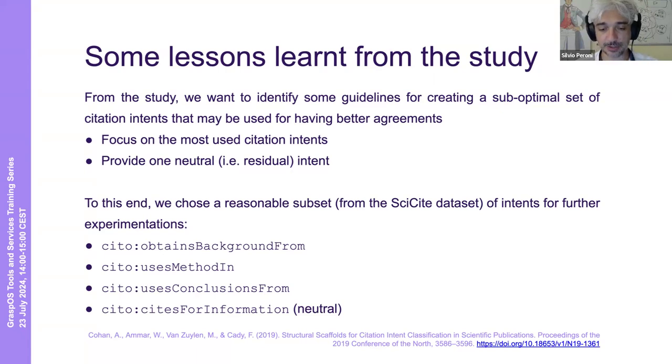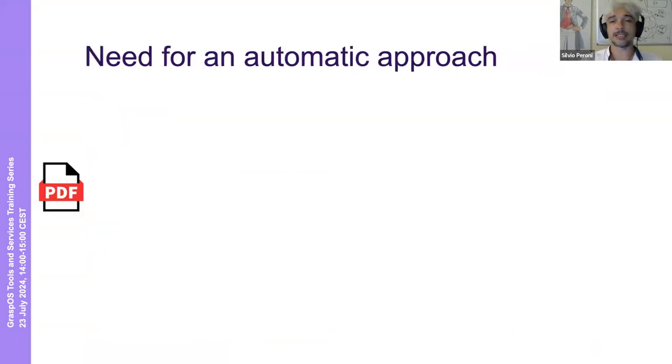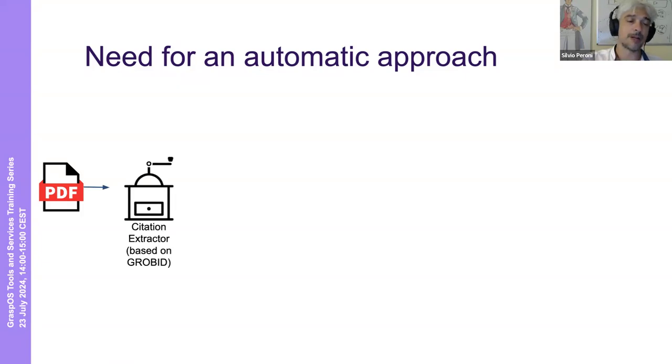By means of these four different citation intents, we created a pipeline to do this activity of annotating citations from scratch, starting from a PDF representing a scholarly article, which is our input. The pipeline works as follows.